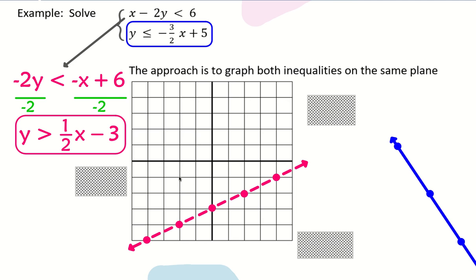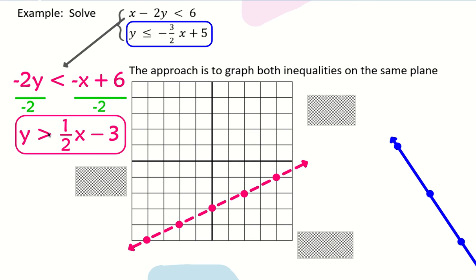You've got to remember with these linear inequalities, sometimes your line is dashed, because the symbol was strictly greater than and not greater than or equal to. Like this one, this blue line is going to be solid because it wasn't just less than, it was less than or equal to. All right?